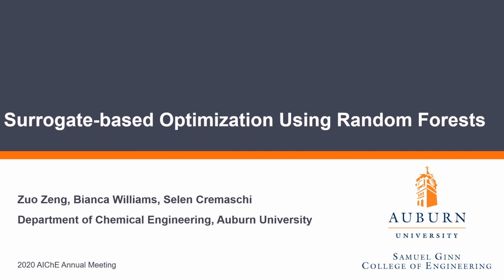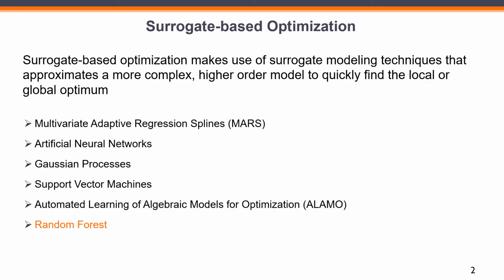Hello everyone, today I'm going to introduce surrogate-based optimization using random forest. Surrogate-based optimization makes use of surrogate modeling techniques that approximate a more complex, higher-order model to quickly find the local or global optima. There are different surrogate modeling techniques, including the MARS model, artificial neural networks, Gaussian process, support vector machine, a lot more, and the random forest. In this study, we focus on the random forest.